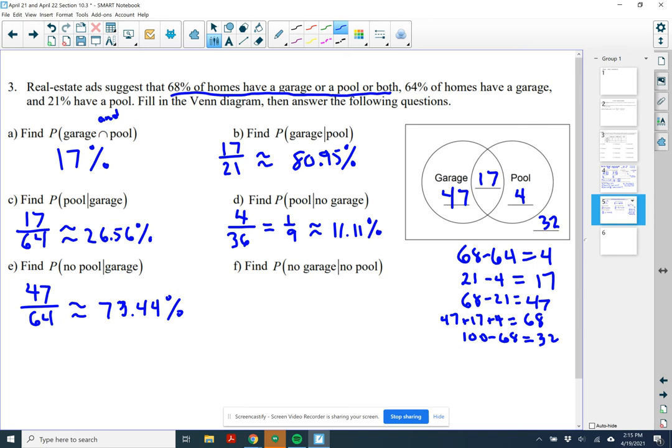Finally, the last one, part F. Find the probability that they have no garage given that they have no pool. So I find the probability that they have no garage and no pool. That's 32. These are the ones with no pool and no garage. 32%, or 32 out of 100. And divide by the probability that they have no pool. That would be 32 plus the 47. That's 79.